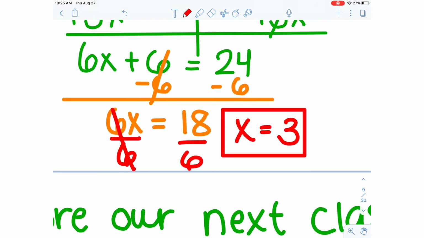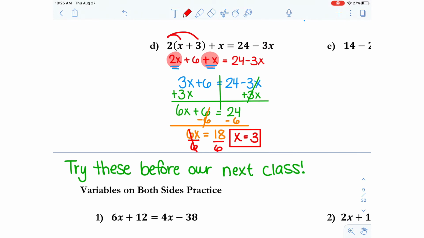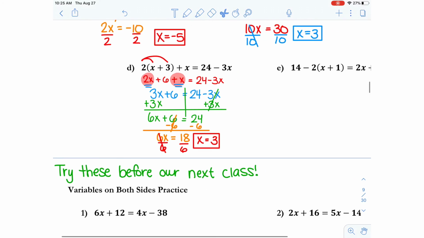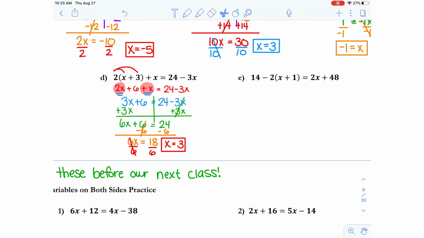I love solving equations. There's just a nice rhythm to it, right? The dividing over, so on and so forth. And we got one more, and we'll call it a day.